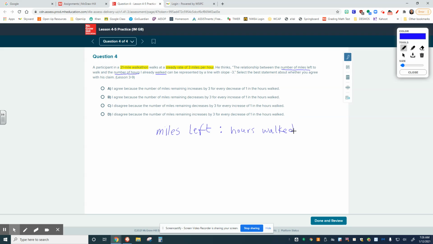We know that a ratio like this can also be written like this: miles left over hours walked. And he says that equals -3. Don't forget that that can be -3/1. So consider that piece, go through, and decide which one of these claims would be accurate, A, B, C, or D.